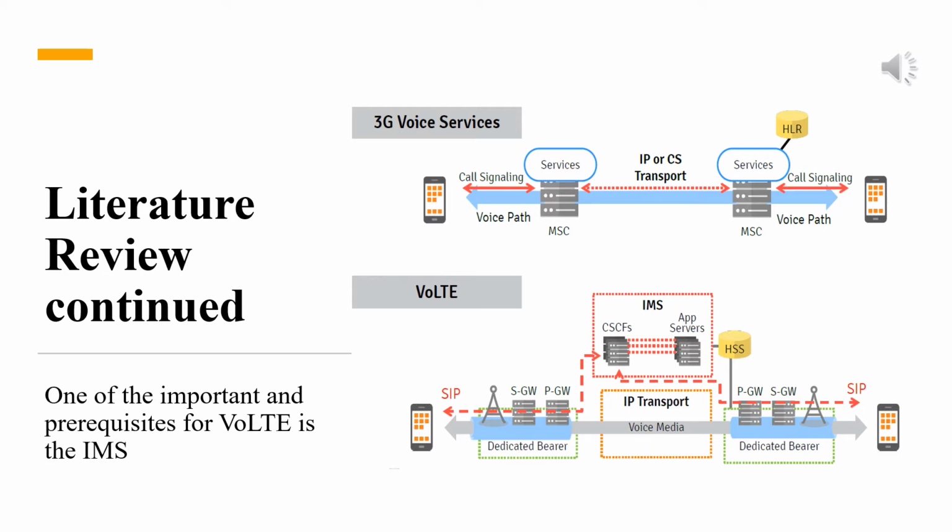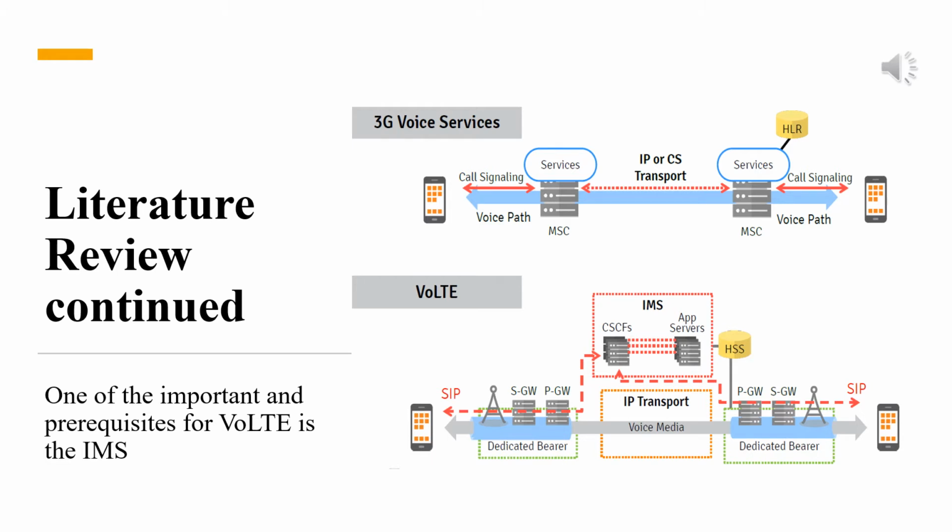In LTE network, how do the calls go? So in LTE network, instead of SS7 we have SIP, which means Session Initiation Protocol. So the LTE network is using SIP. The 3G network is using SS7 for signaling.